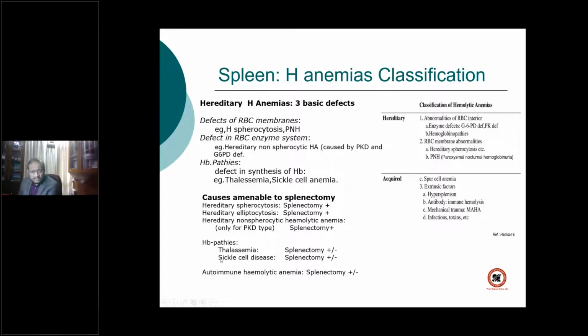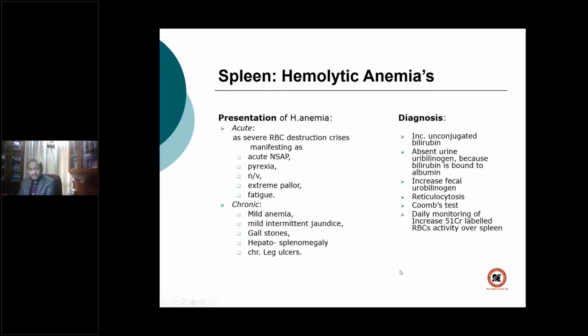But most of these hemolytic anemias are responding to a splenectomy. So similar to ITP, where splenectomy forms one of the cornerstones of therapy, especially in refractory patients or in patients where there are other indications, even in hemolytic anemia splenectomy has, I would not say a major role to play, but a moderate role to play.